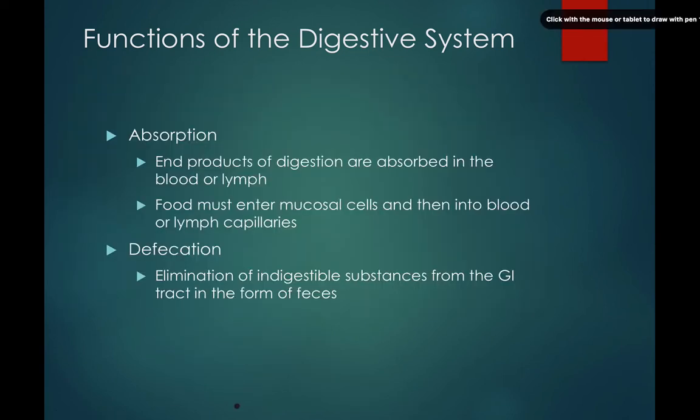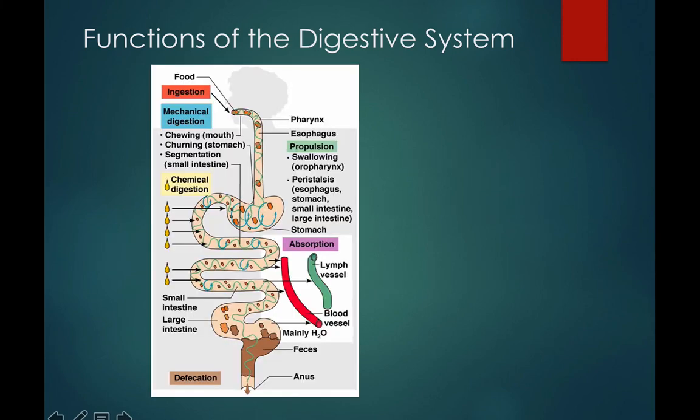Then we have absorption. Absorption is the end product of digestion. So all of the materials need to be absorbed into the blood or the lymphatic system, or lymph is that fluid. And then food must enter the mucosal cells and then into the blood or the lymph capillaries. And then the last part of the digestive system is defecation. So defecation is just the elimination of the indigestible substances from the GI tract, and it's in the form of feces.